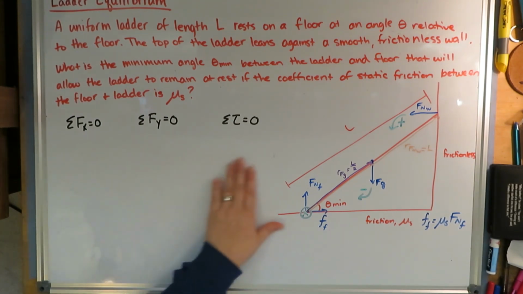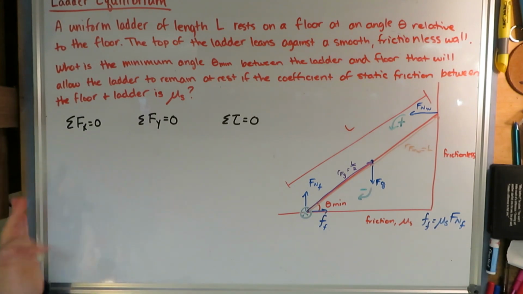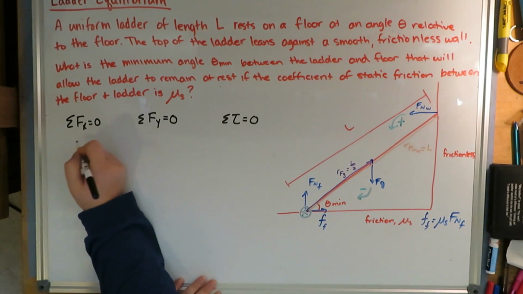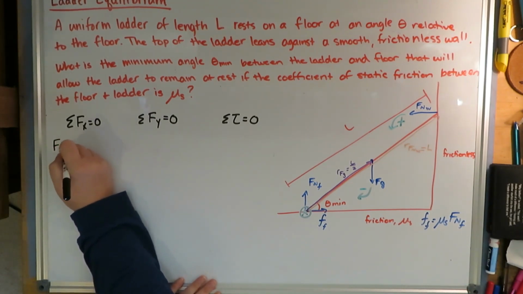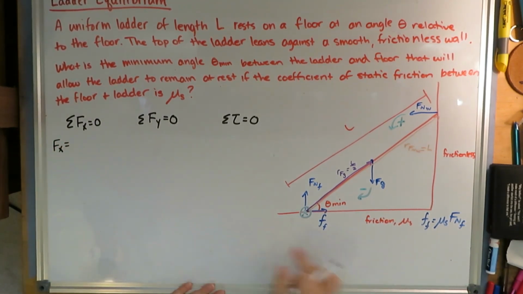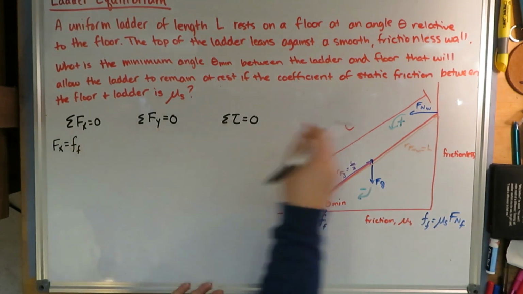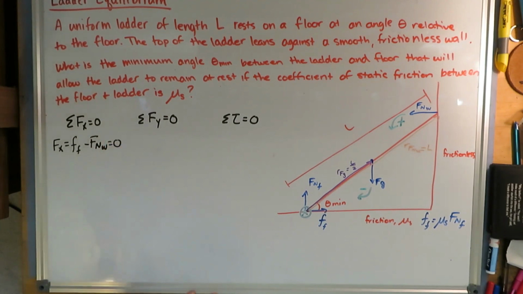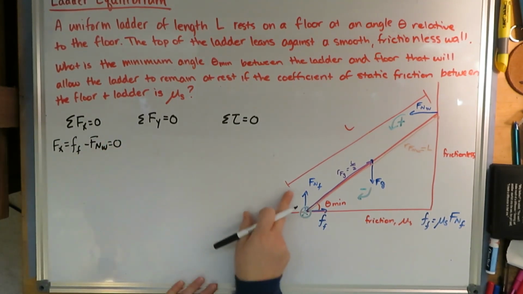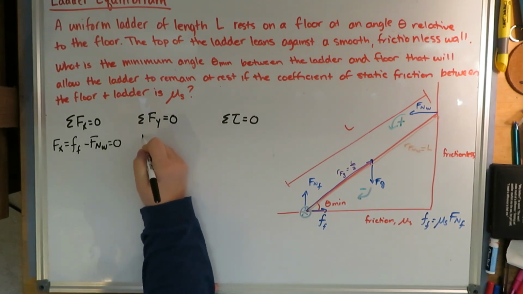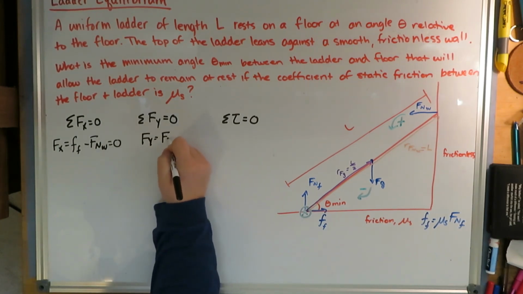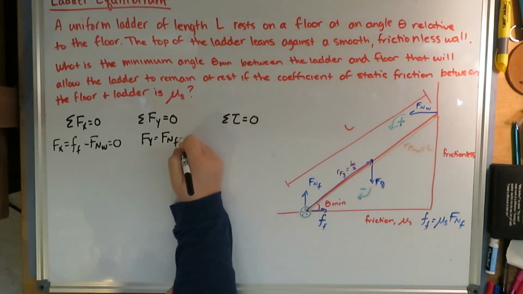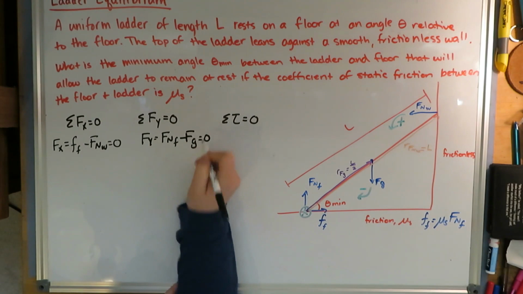So I usually start with the force equations just because I can handle that a little easier because I do it more often. So in the x direction, my net force in the x direction is going to be the positive force, which is going to be my force of friction. My FNW is going to be in the opposite direction, and those have to add up to 0. In the y direction, I'm going to have FNF in the positive direction. And then in the negative direction is FG, and those have to add up to 0.